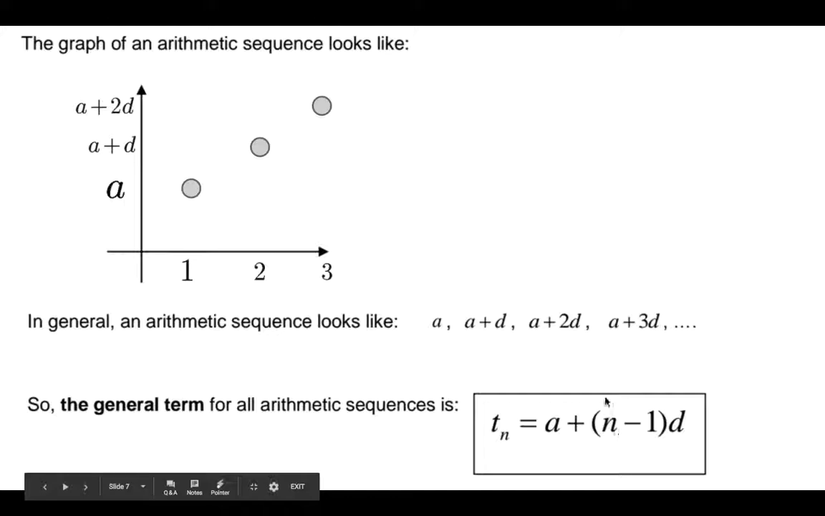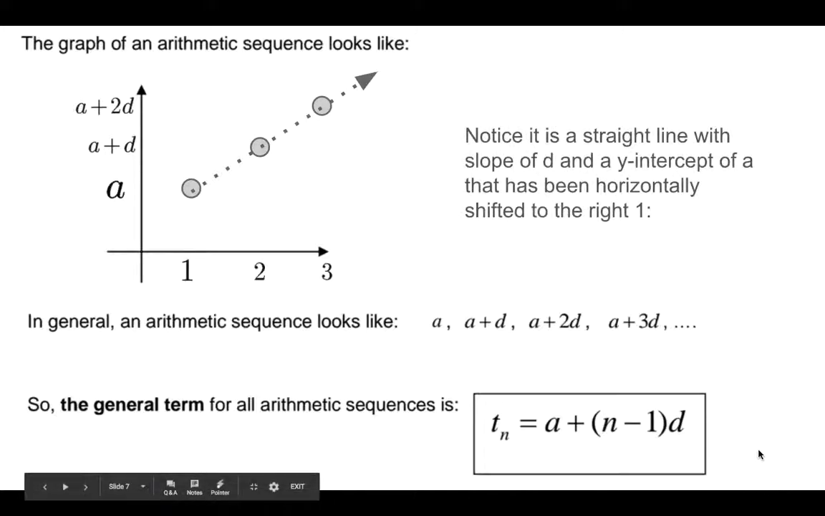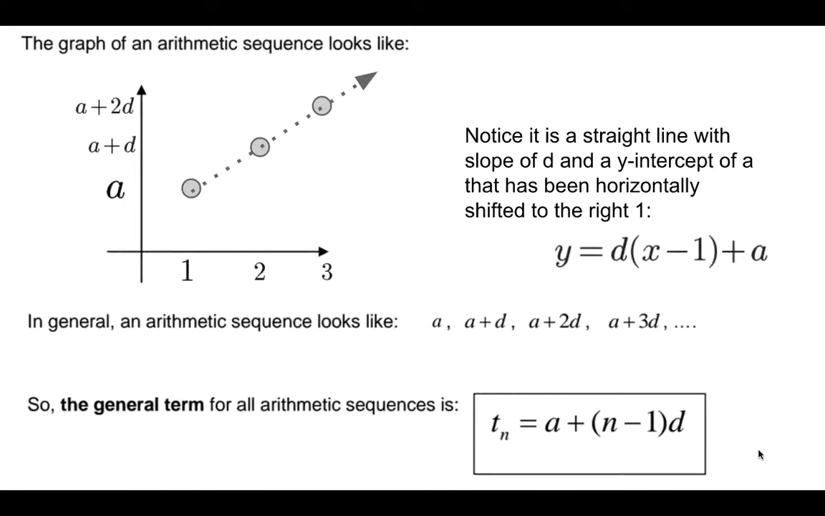But there is a transformation that's happening here. When we think about lines and slopes, the first value is actually the y-intercept, but we don't have a term 0. We don't want to talk about term 0. We want to talk about the first term as term 1. And so what happens here is we just shift things to the right one. So this is a linear equation that would have gone through the y-intercept of a, but then it's just shifted to the right one, and that's where the minus 1 is. And so it's very similar to the form y equals mx plus b. You can see that those are identically the same.